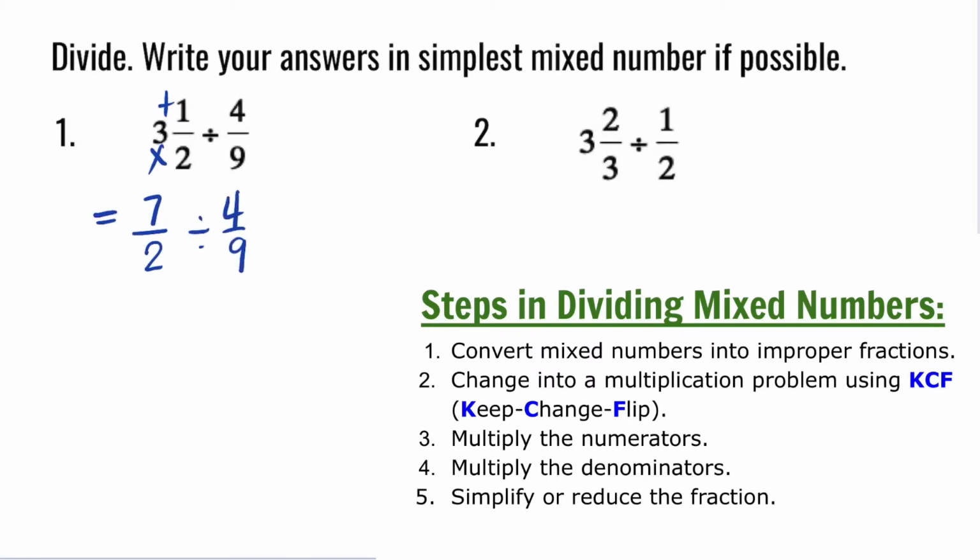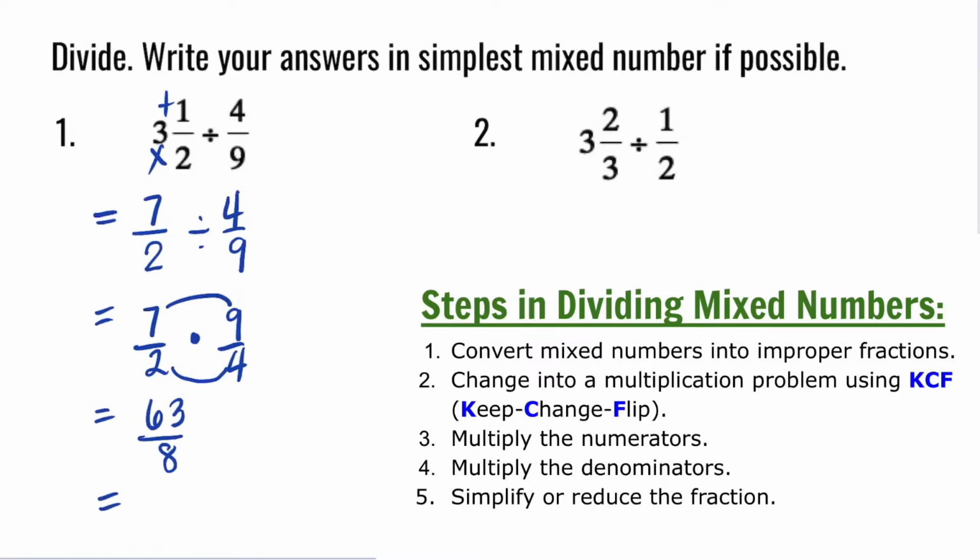Step 2, we will transform this into a multiplication problem using the KCF. We keep the first fraction 7 over 2, we change division to times, and we flip 4 over 9 as 9 over 4. Step 3, we multiply the numerators 7 and 9, that's 63. Step 4, we multiply 2 and 4, and that is 8. Now let's simplify this fraction.